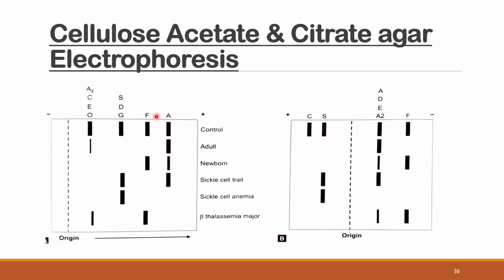While HbF migration is somewhat slow. Still slower rate of migration is observed in S, D and G. And finally, the least migration rate is observed in A2, C, E and O hemoglobin.